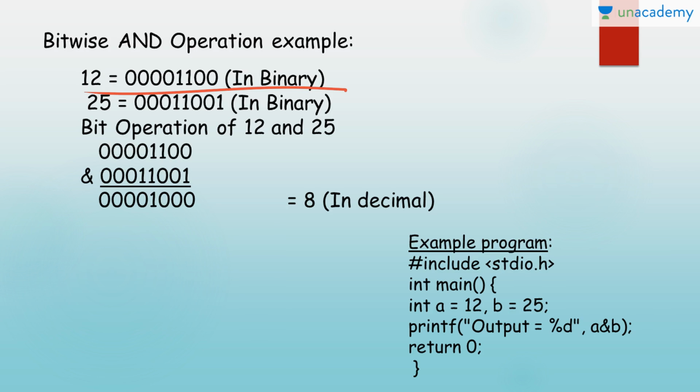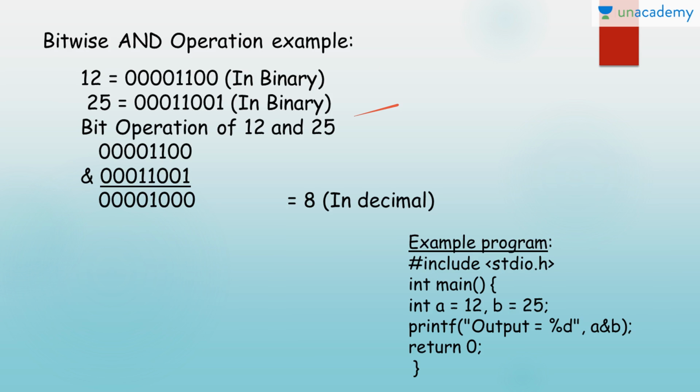So see here, according to the AND logic, 0 1 0, 0 0 0, 1 1 1. When both inputs are 1, output is 1. So it continues and the output we obtain is 8. 2 to the power 3 is 1 here. So 2 to the power 3 is 8. So when converted to decimal, 8 is the output we obtain from the AND operation between 12 and 25 at the bit level.